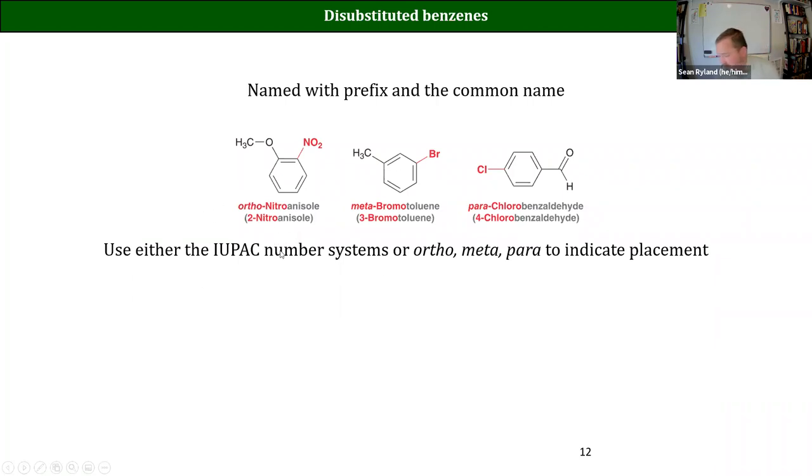So here's the slide indicating the various ways we use ortho, meta, and para. You can just use numbers: 1, 2, 3, 4. It's never going to be something one on benzene, because whatever gives it that name is going to be one. So 2-nitroanisole would be the same as saying ortho-nitroanisole.